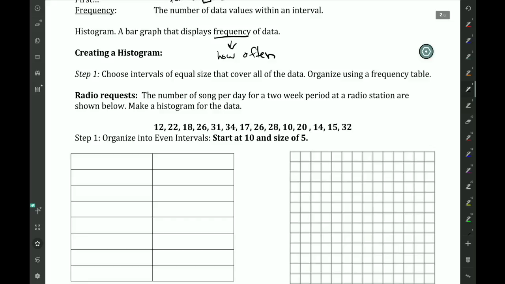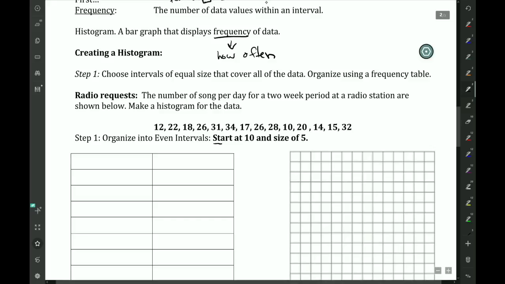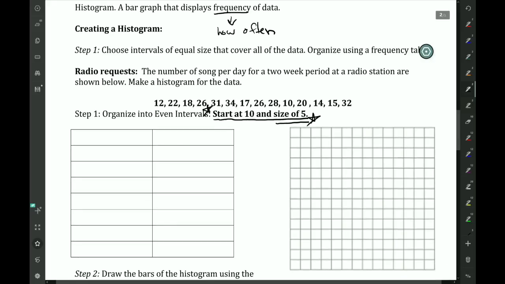Now, I will always tell you where to start the intervals and how big to make them. And this is really the hardest thing to do. So organize into even number intervals. They have to be the same size, which means they should follow a pattern. Now I tell you to start at 10, and I want there to be 5 numbers in that interval.